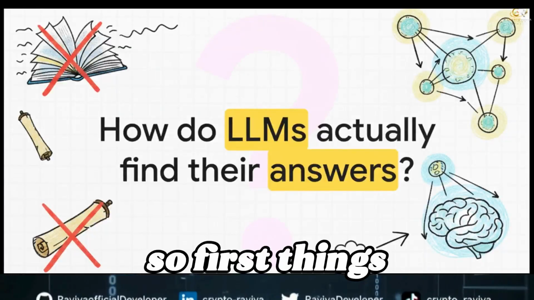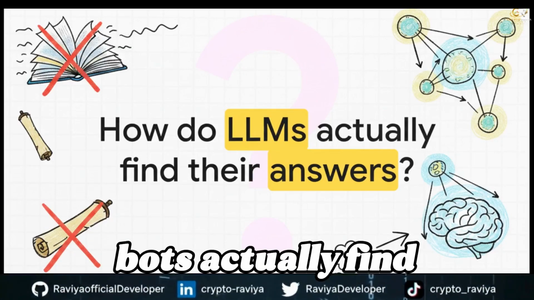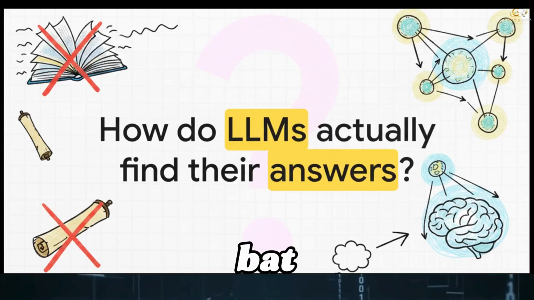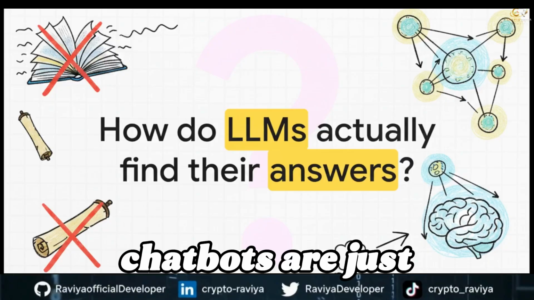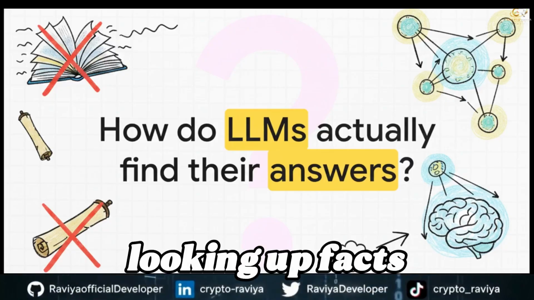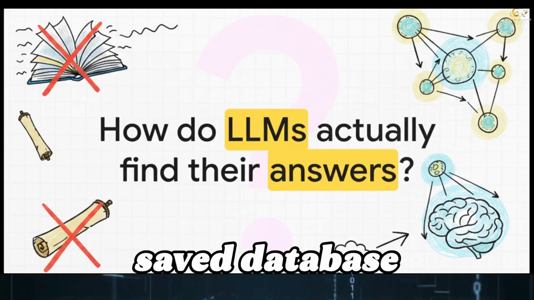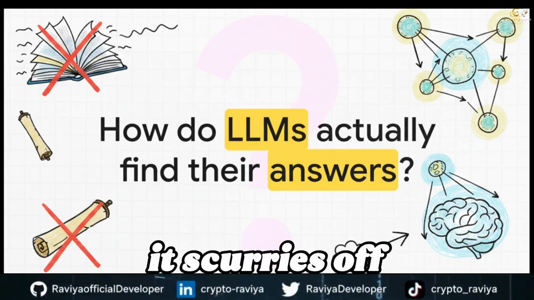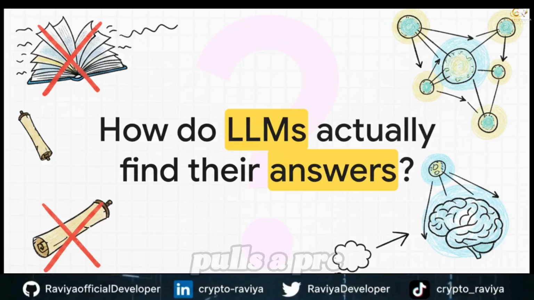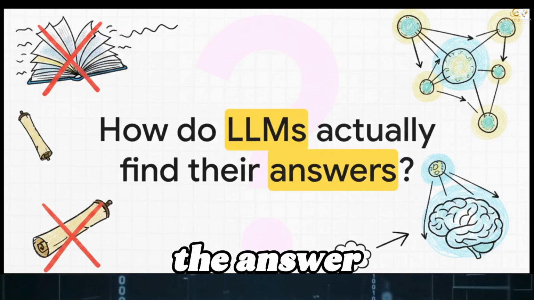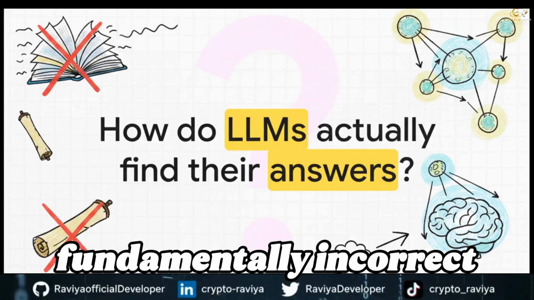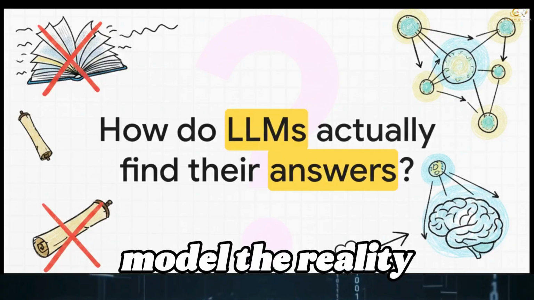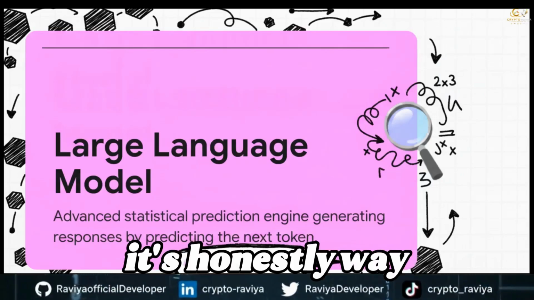So, first things first, how do these bots actually find their answers? Let's clear up a massive misconception right off the bat. A lot of people think AI chatbots are just sentient search engines looking up facts in some giant saved database. It's incredibly common to assume that when you ask ChatGPT a question, it scurries off to a vast digital library, pulls a pre-written file off a shelf, and hands you the answer. But that is fundamentally incorrect. There is literally no database of saved answers sitting inside the model. The reality? It's honestly way more fascinating.